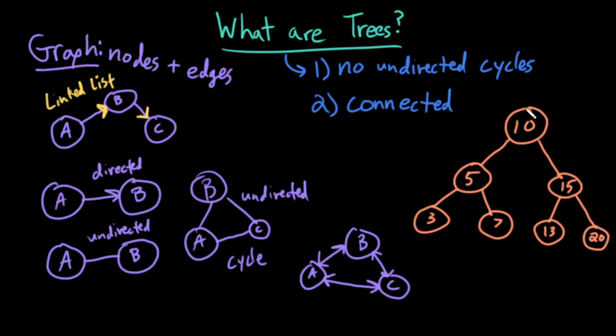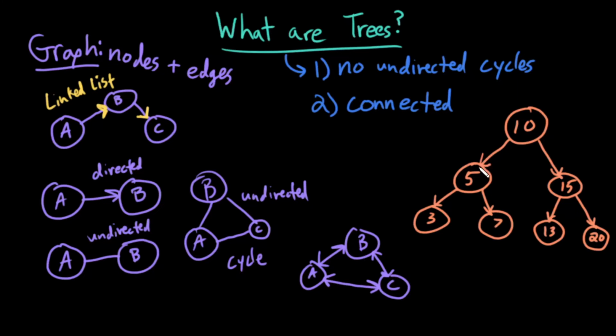First of all, we see this is indeed a graph. It has nodes, all of these nodes, and it has edges connecting each of these nodes. Therefore, it's a graph. We see it has no undirected cycles. First of all, so I drew this as an undirected graph, but I could technically draw this as a directed graph if I wanted to.